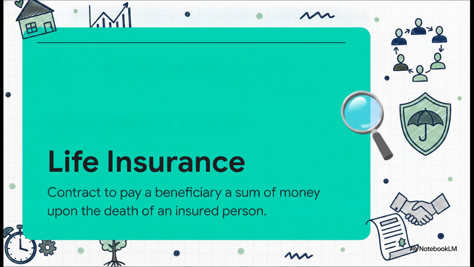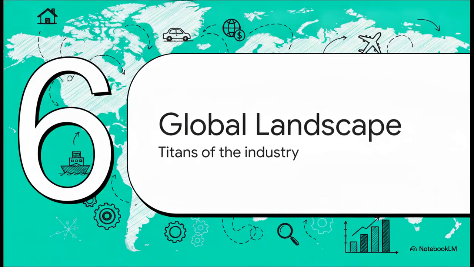It is the absolute ultimate act of future-proofing, establishing firm financial stability for your family when you are no longer there to provide for them. It's the concept of risk pooling applied to human mortality itself. Section 6. The global insurance landscape. The titans of the industry.